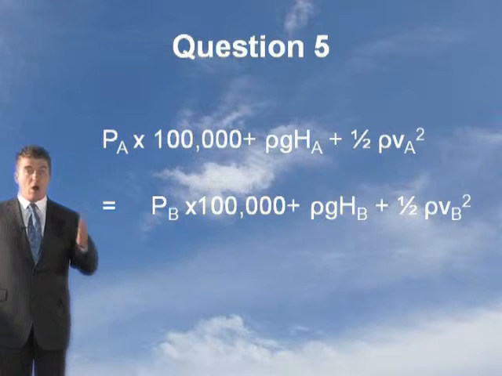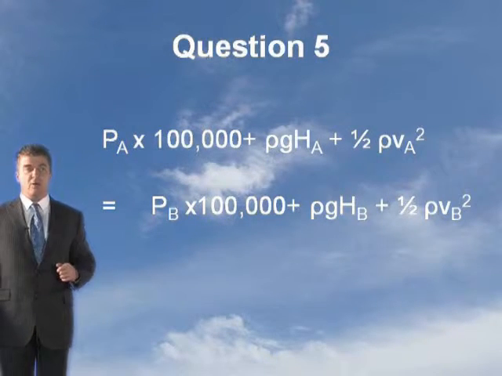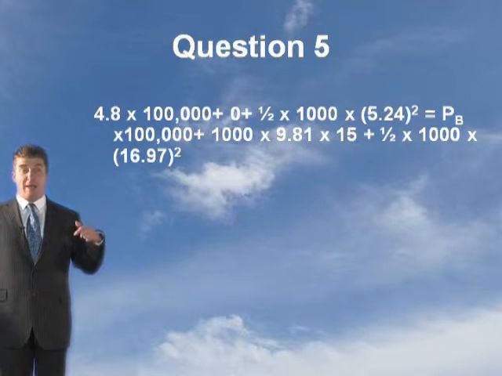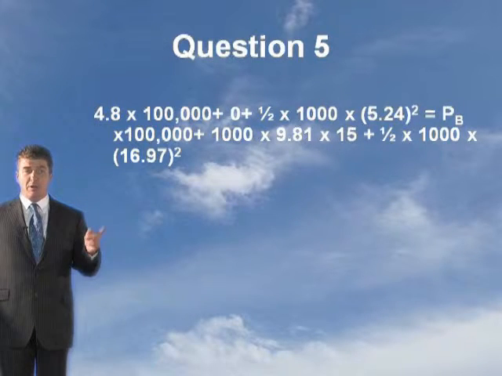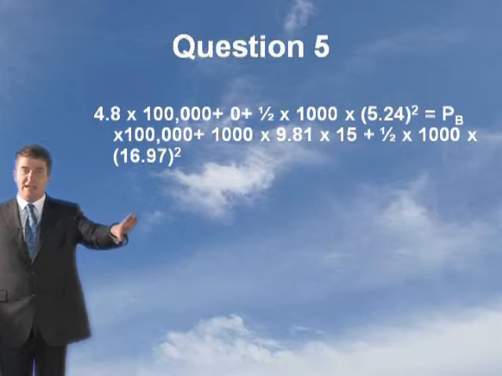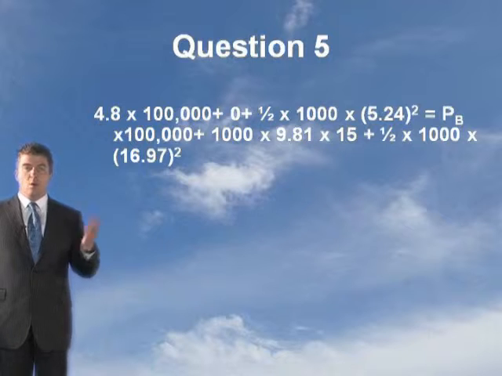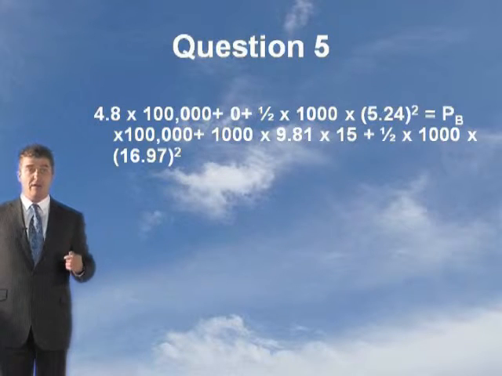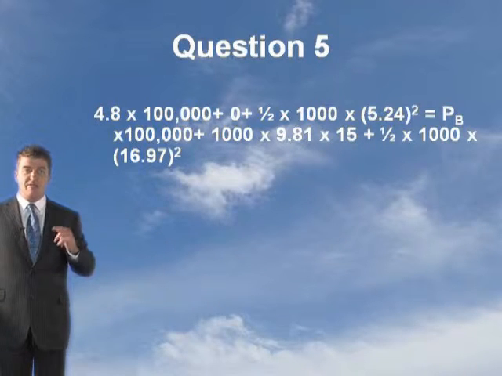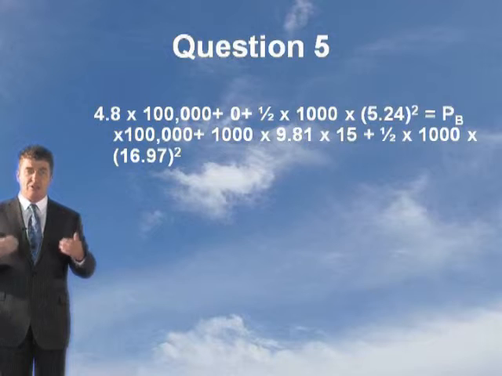Let's substitute all known values into the equation. Right, what have we got? Well, first of all, we know the pressure at 4.8 bar at the outlet. So it's 4.8 times 100,000 plus, what's the potential energy at A? 0. That's the datum taken at the pump. There's no potential energy, so that's 0. What's the kinetic energy at the outlet? Well, you've got half times the density of the water, which is 1,000, times the velocity of the water there, which is 5.25, and don't forget that's going to be squared.